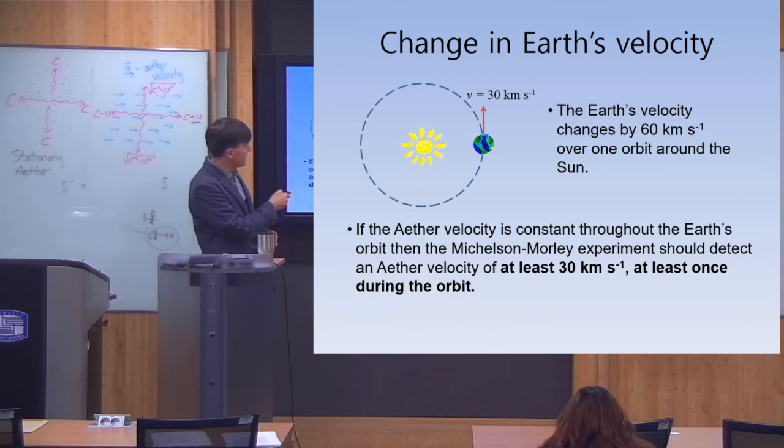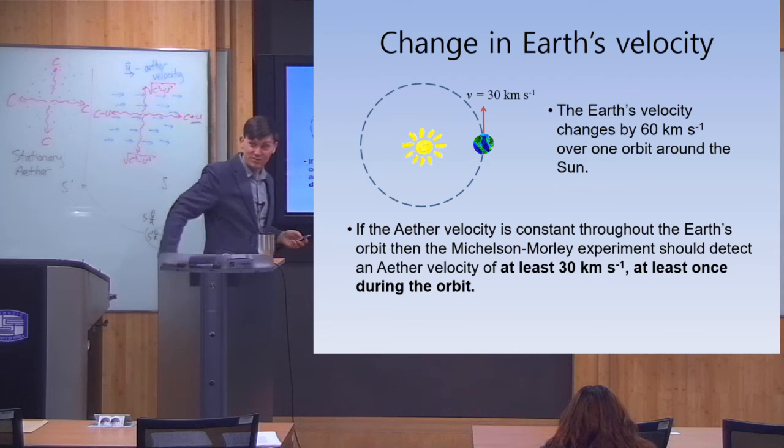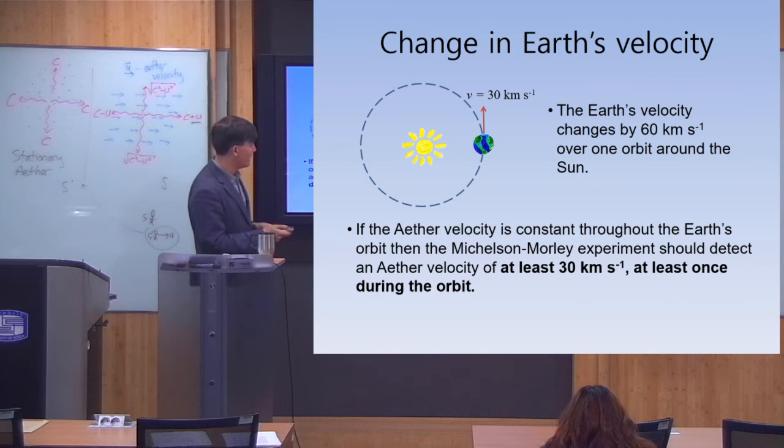Then the Earth's velocity is changing. Right? Here it's going 30 kilometers per second this direction. 6 months later it will be going 30 kilometers per second in the opposite direction. Right? So the Earth's velocity is changing through the ether. Okay? So therefore, we should be able to measure, assuming the ether doesn't move with the Earth, an ether velocity of at least 30 kilometers per second at least once during a year.